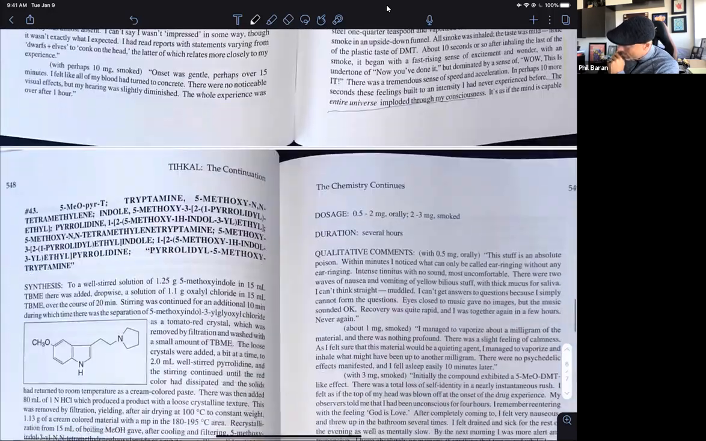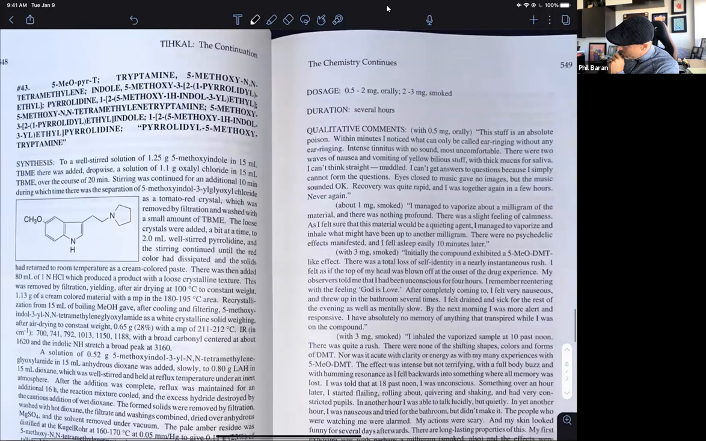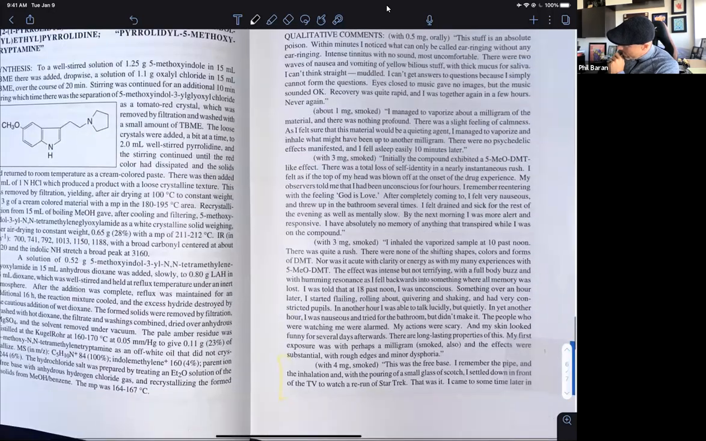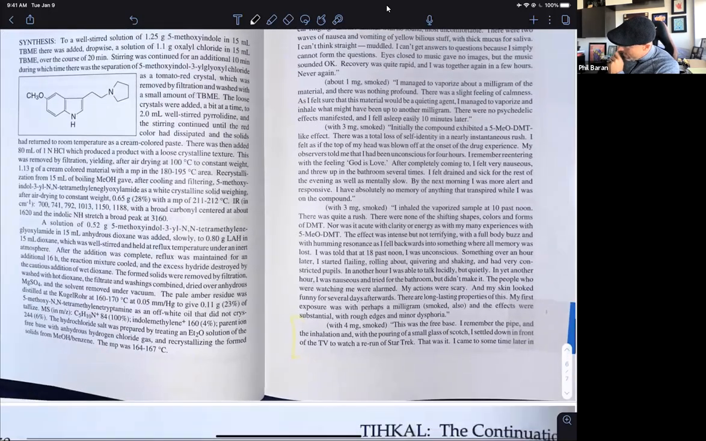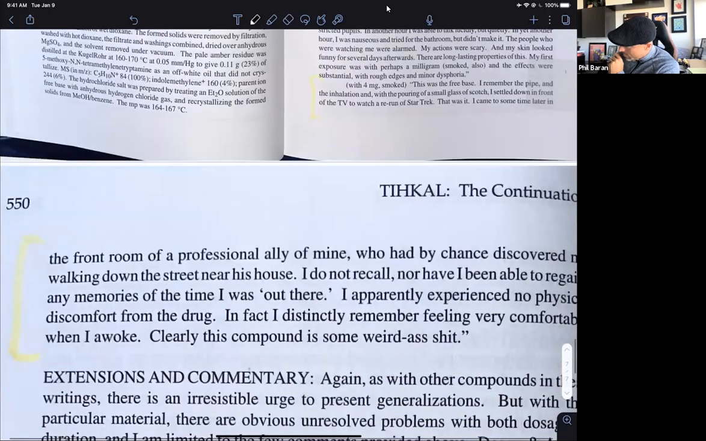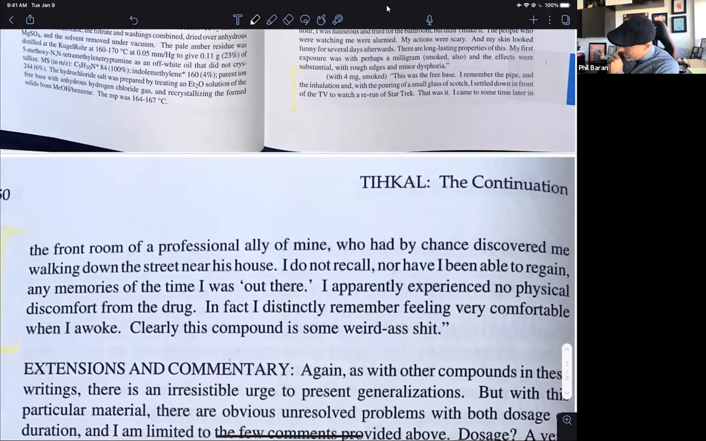Here's another one, the pyrrolidine one. And apparently this one settled down in front of the TV to watch a rerun of Star Trek. That was it. And then if you read the next page, he was just found wandering down a street. And he has some very interesting descriptions of these compounds.